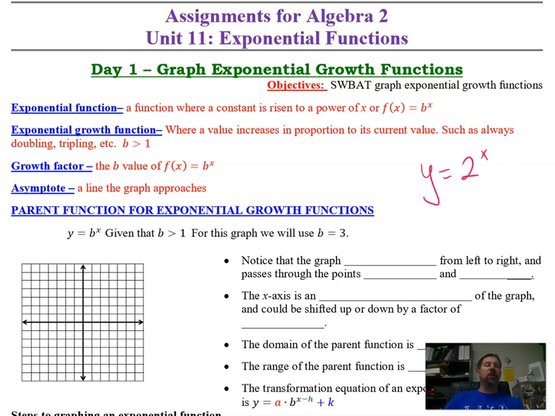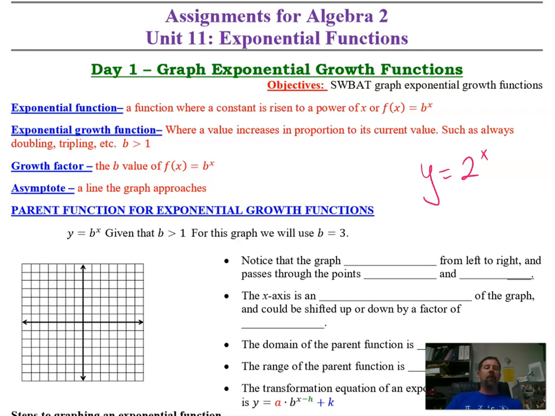Something like y equals 2 to the x or 3 to the x, where x is now in the exponent. So that's an exponential function when the x is in the exponent. And then an exponential growth function is something that's going to grow or get bigger. It increases in proportion to its current value, such as it's always going to double or triple.